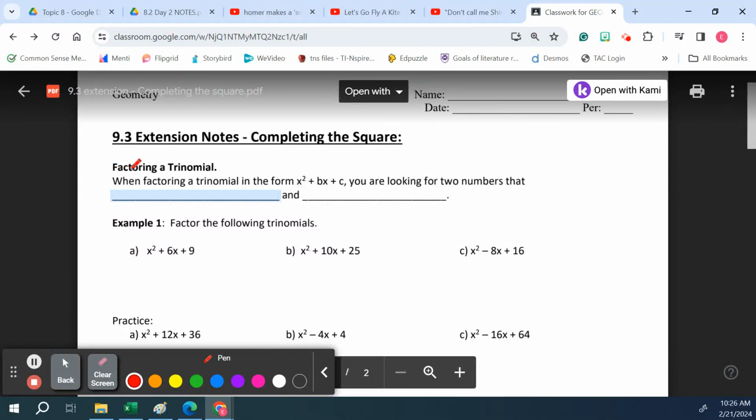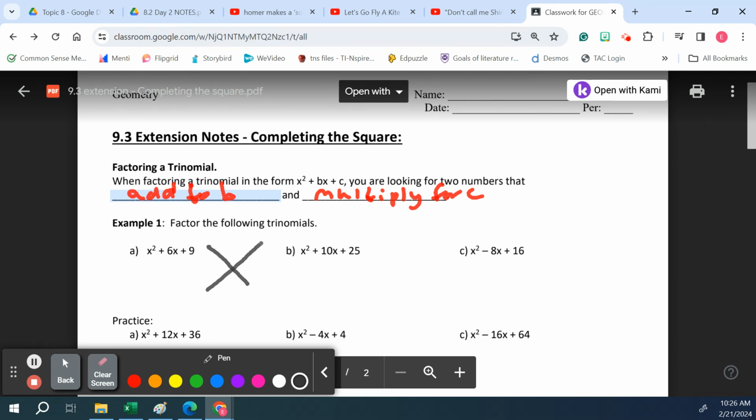Okay, so when factoring a trinomial in the form ax squared plus bx plus c, you are looking for two numbers that add to b and multiply to c. Okay, so just to recap, how many of you remember that x method from last year for factoring? Well, let's refresh.